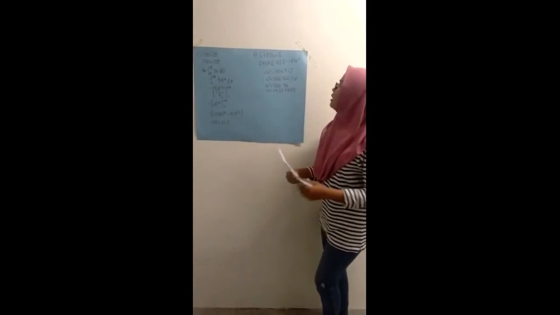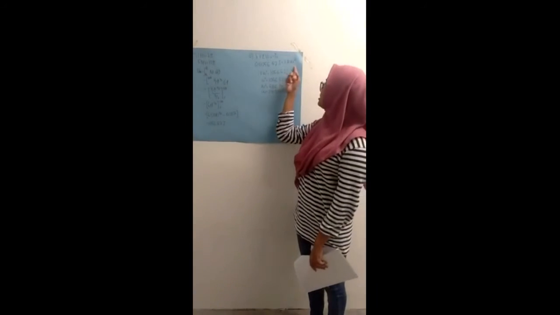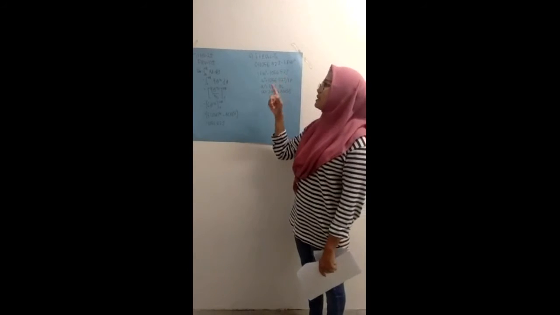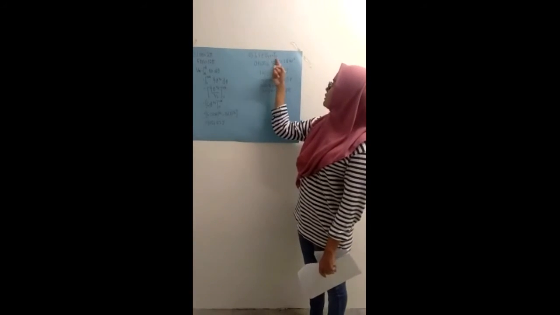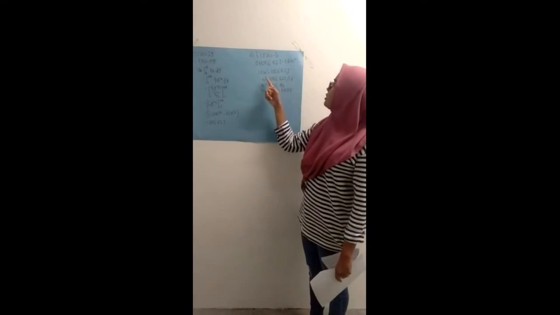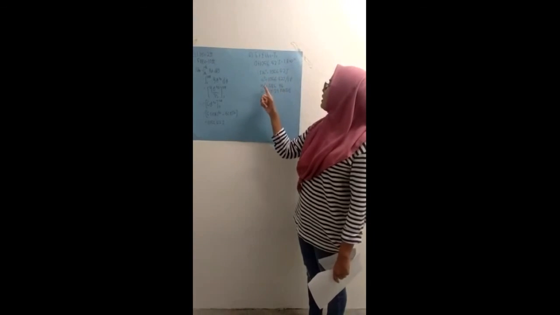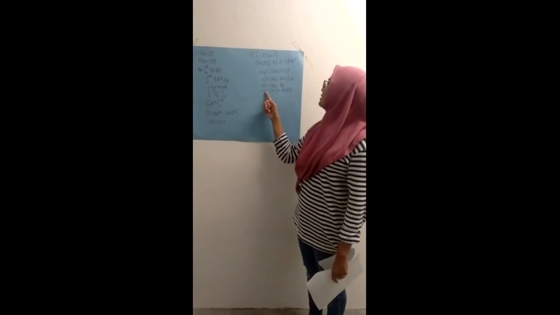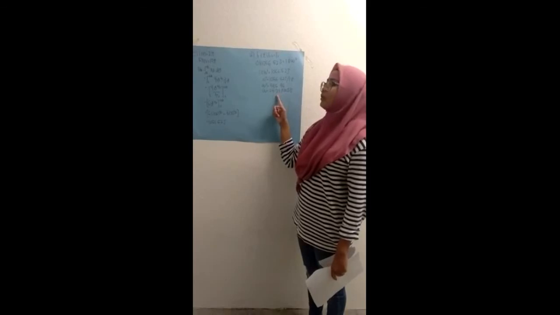For D, we have to find the angular velocity by using the principle of work and energy. This formula. We substitute the value that we get and we get the answer 24.23.